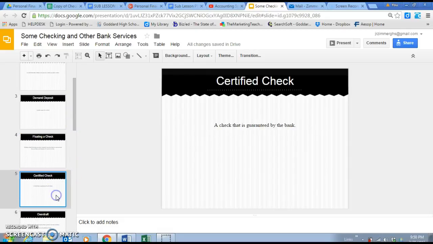The next one is a certified check. This is a check that is guaranteed by the bank, meaning they're going to guarantee it's paid. So it's going to take precedent over any other funds that are taken out of your account.